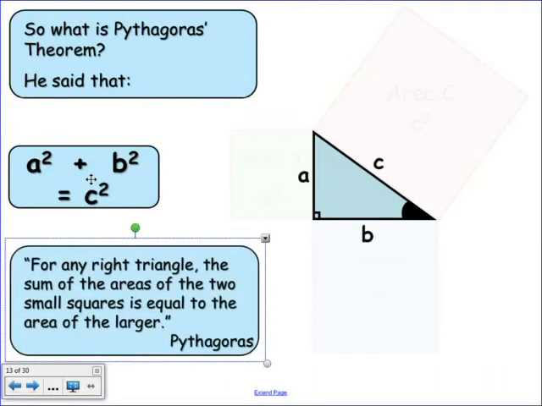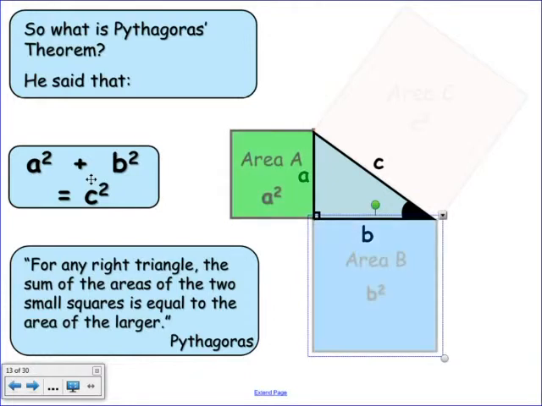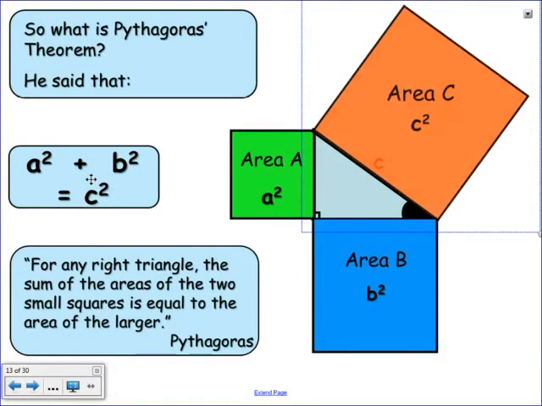And what he said in words was, for any right angled triangle, the sum of the square of the two smaller sides is equal to the square of the larger side. And it quite literally means that if you drew a square for this side and you drew a square for that side, the areas of the two, when you combine them, would make that side there. Okay? That is Pythagoras' theorem. And we can use it to work out any combination of one of the three sides.